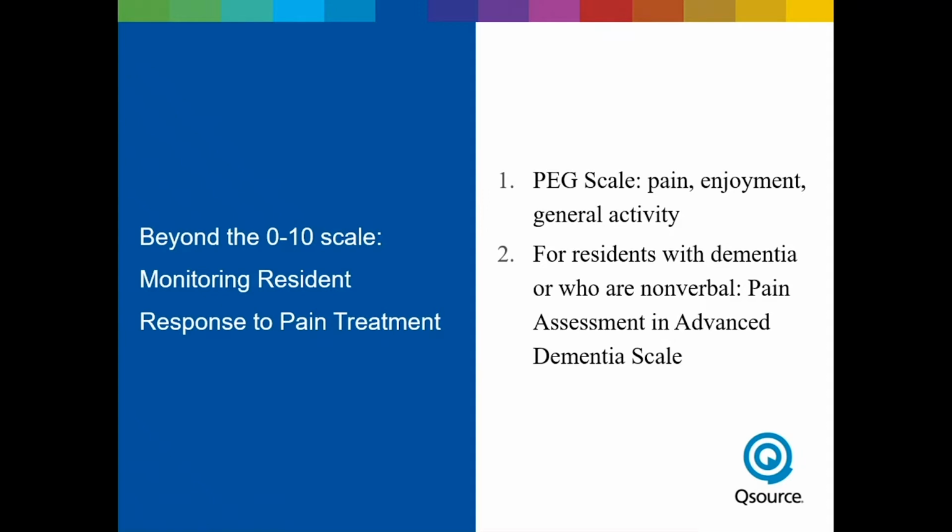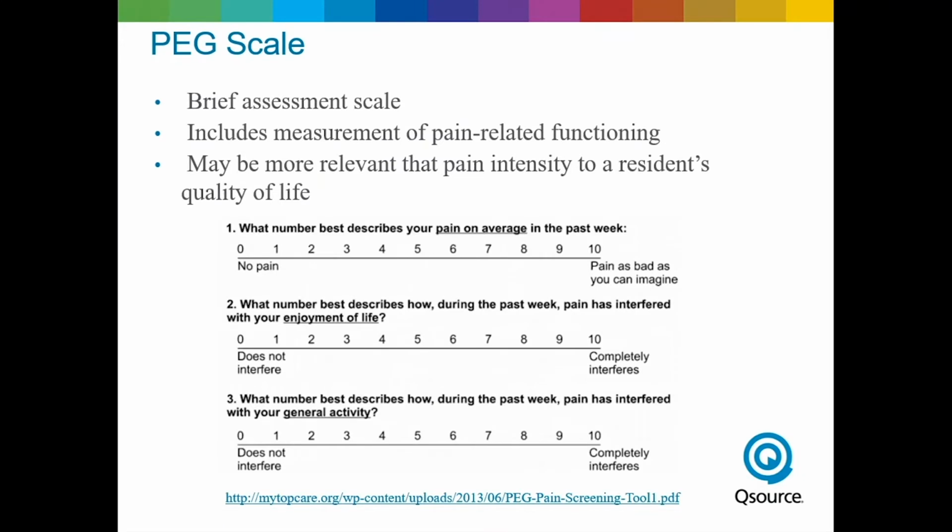So we'll talk a little bit about the PEG scale. PEG stands for pain, enjoyment, and general activity. And then also we'll talk about the Pain Assessment in Advanced Dementia Scale, or PAINAD, which is good for residents with dementia or who might be nonverbal. So the PEG scale is, what's really nice about the PEG scale is it's a brief assessment. So it's going to give you more information than the 0 to 10 scale, but it's still a quick, short assessment that you can do during, you know, your busy day.